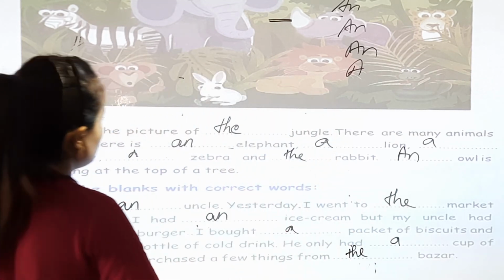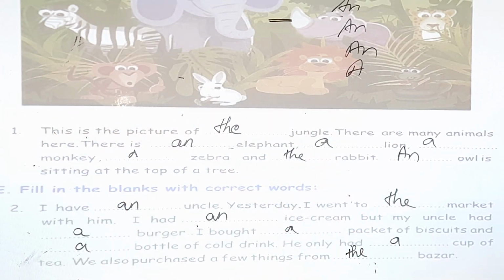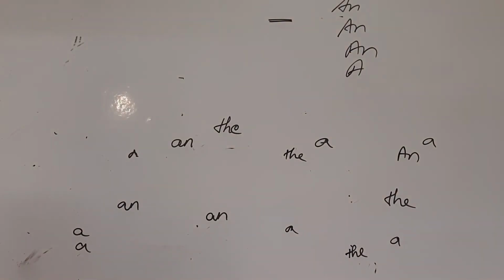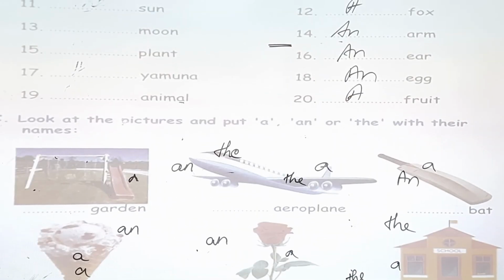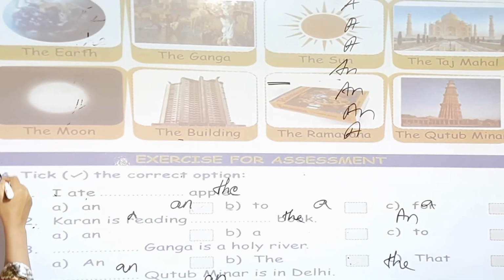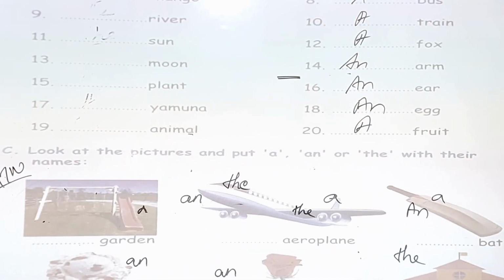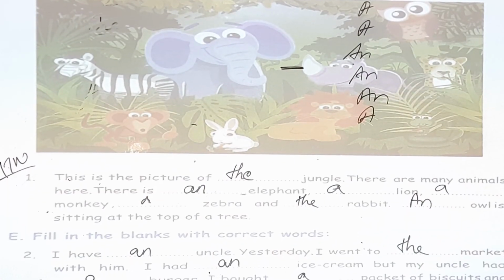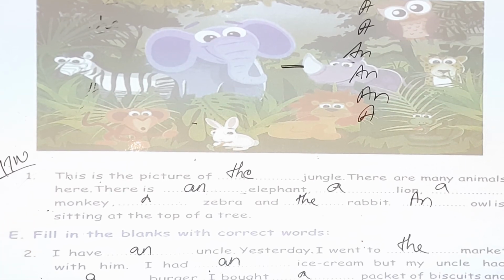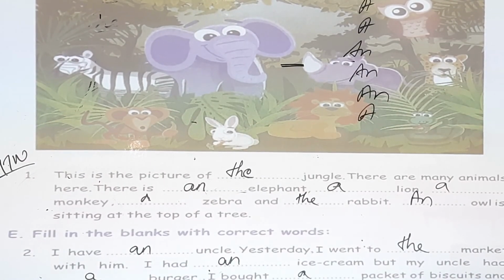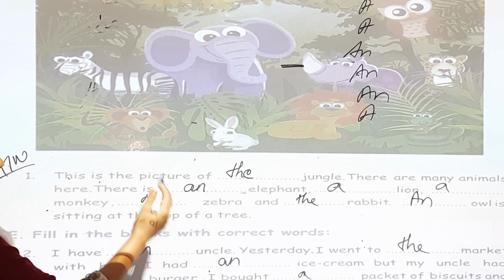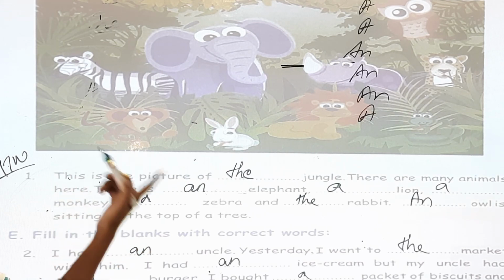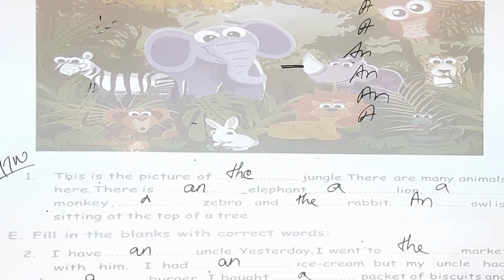So we have finished chapter 12. You can do this in your copy: exercise A, exercise B, exercise C, D and E. You have to do this in your copy. We use a before a consonant word and an before a vowel word. And we use the before a place name or a book's name. So we have finished chapter 12.